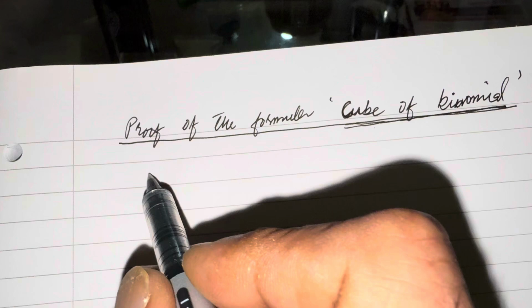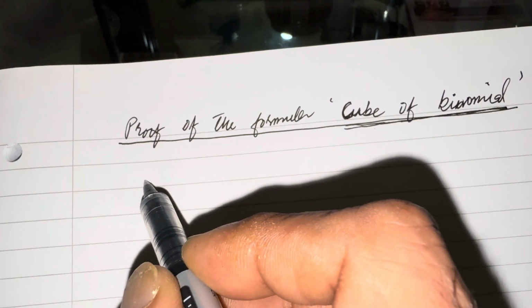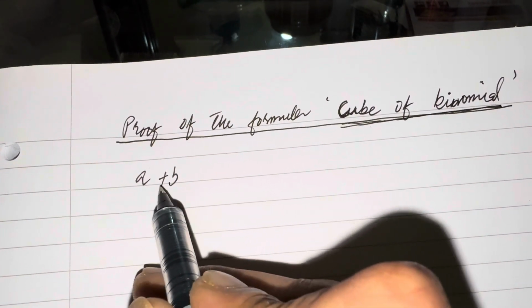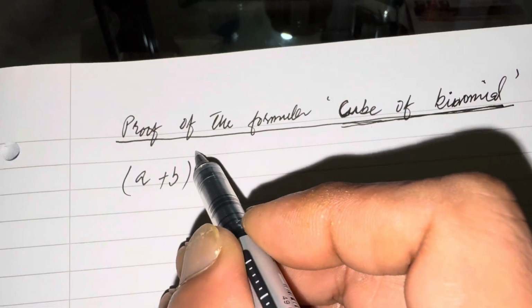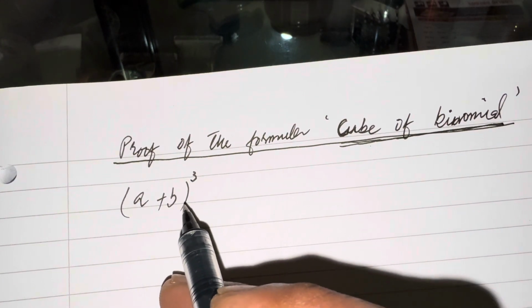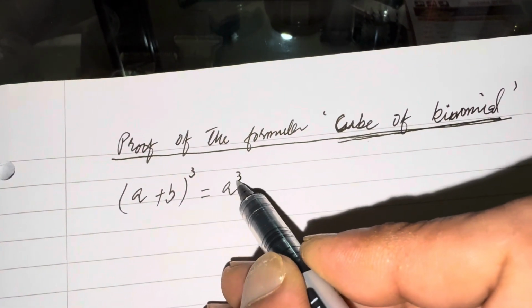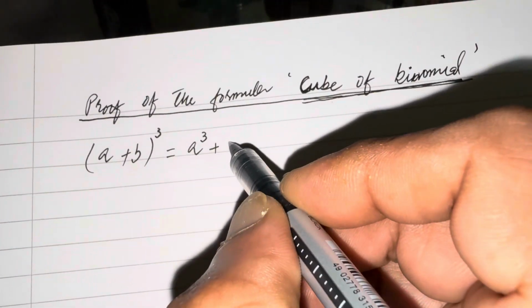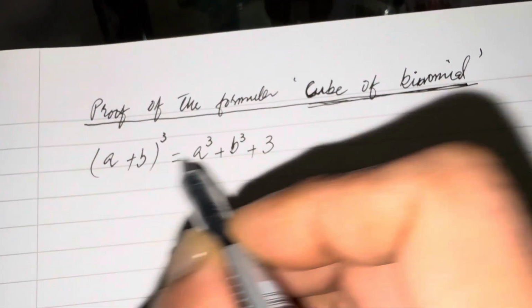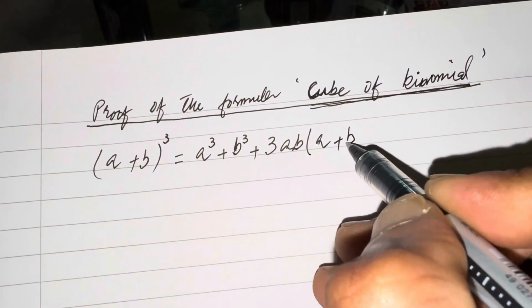So binomial means that there are two variables in that formula. So let's suppose we take the two variables a plus b. So there are two variables that are adding with each other, and when we take the cube of these two variables which are adding with each other, so what will it be equal to? That cube of first plus cube of second plus 3 into first into second into first plus second.